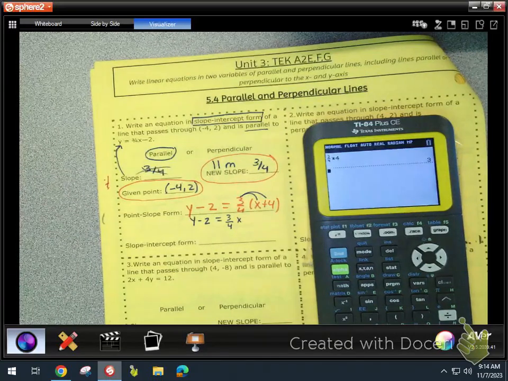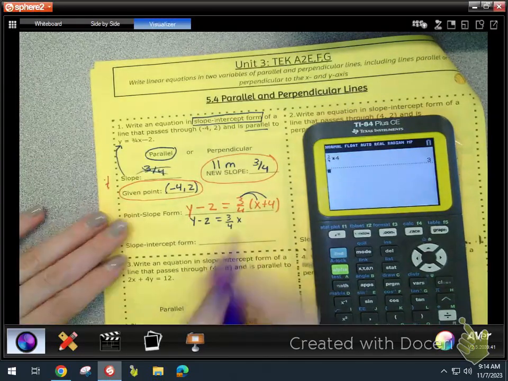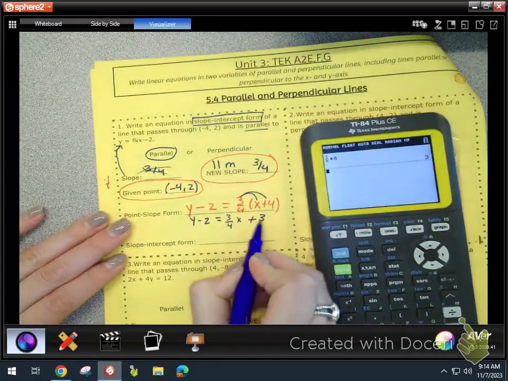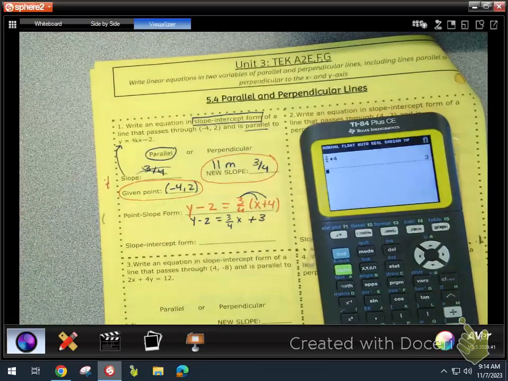3. Positive 3. Ethan, did you do that? Did you get positive 3 when you distributed? You make sure you're showing that step. I didn't distribute. Okay, then you didn't do it right. We got to distribute, and then we got to move the number over. I thought you didn't have to distribute. Yes, you do. Always. Okay, so we multiplied that through.